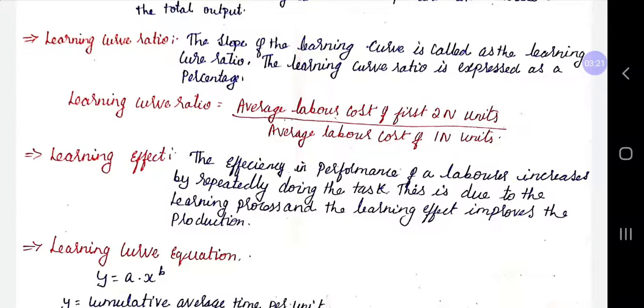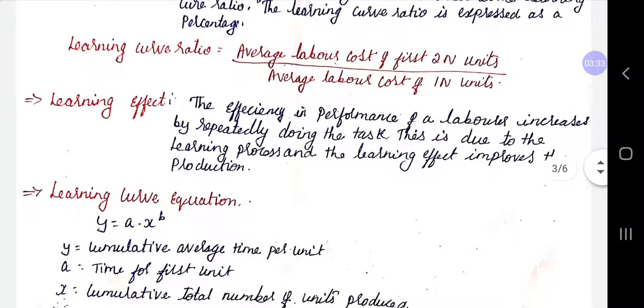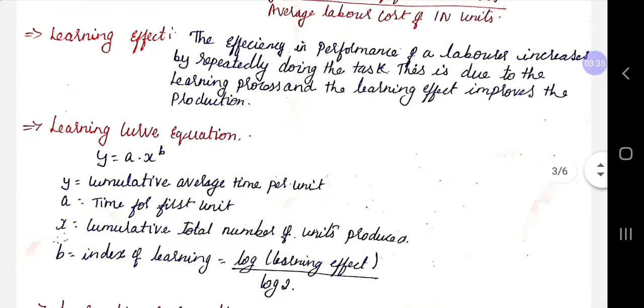Next, learning effect. The efficiency in performance of labor increases by repeatedly doing the task. This is due to the learning process and is called the learning effect. As we keep on doing the products, there is a learning effect.